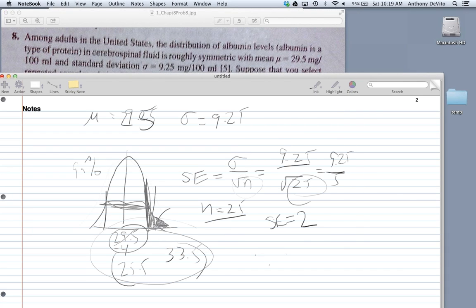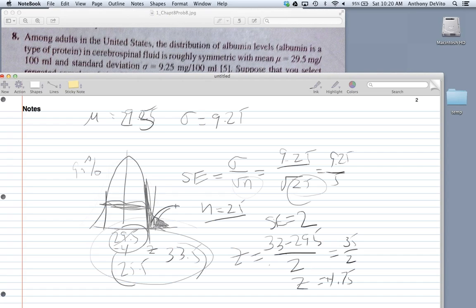So let's figure out what that is. The first thing I have to do is figure out what's the z-score of that value. My z-score is going to be the difference between that value and the mean divided by the standard error. So that's going to be equal to 33 minus 29.5 over the standard error, which in our case, I've rounded it, but I'm going to call it 2. So that's 3.5 divided by 2, which is equal to 1.75. Okay, so our z-score is equal to plus 1.75.